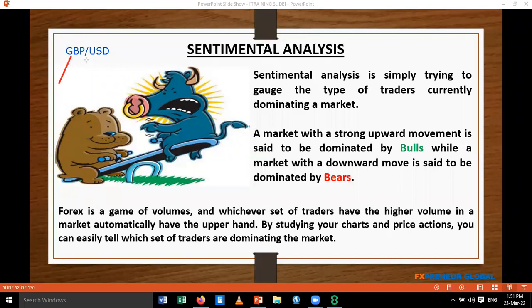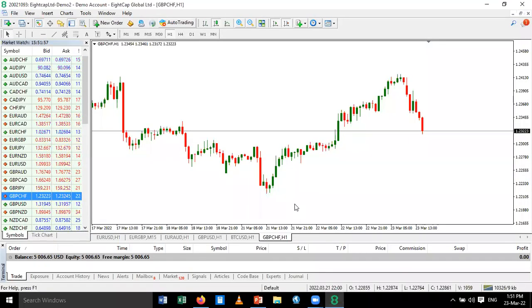We're trying to gauge the type of traders dominating the market. Are the buyers the ones dominating GBP/USD, or are the sellers the ones dominating GBP/USD? You want to gauge the market sentiment. That is your sentimental analysis. And for you to do that, if you are very conversant in reading your chart, the chart can provide you that information. But there are other indicative tools you can use in doing that.